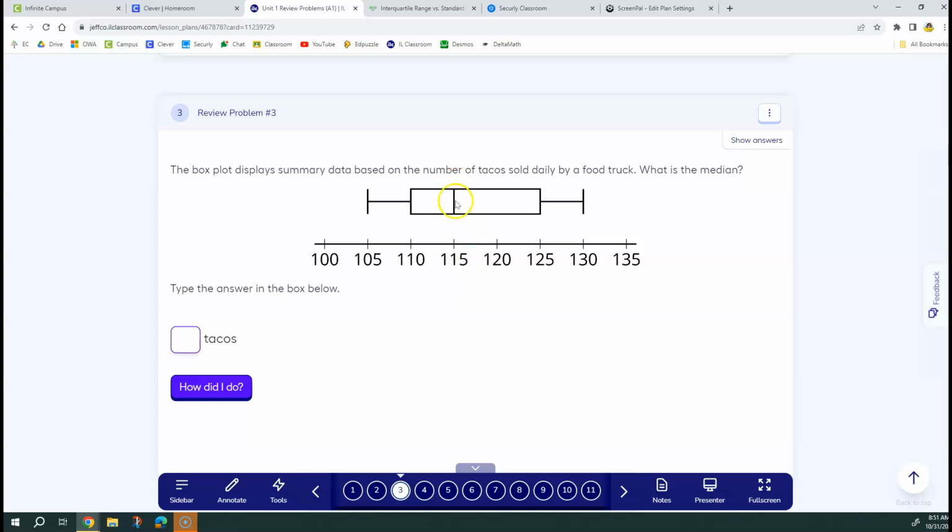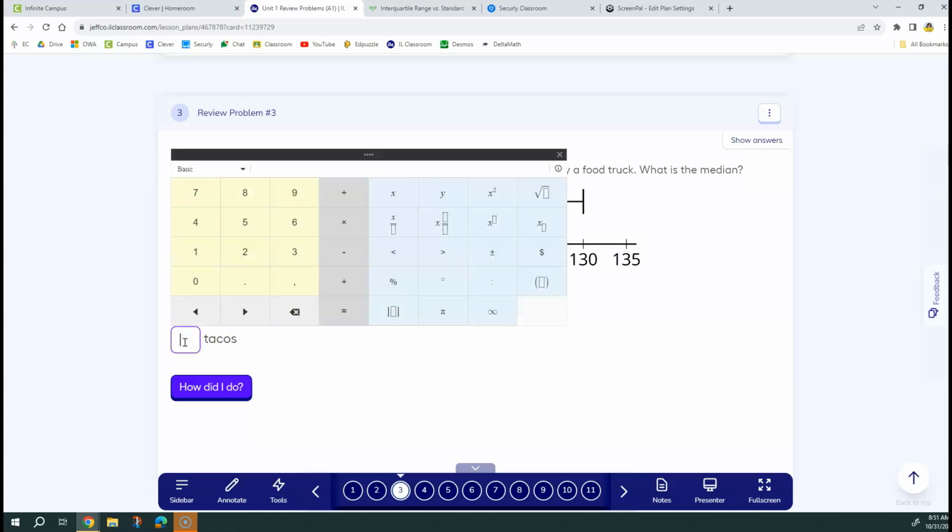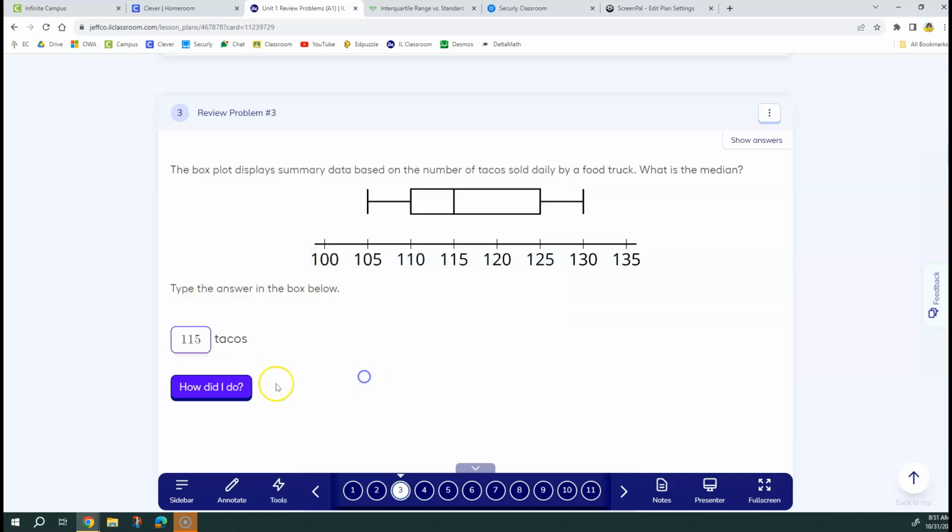Where does the line in the box fall? So the median for this number of tacos sold daily, the line drops here at 115. 115 tacos. Woohoo!